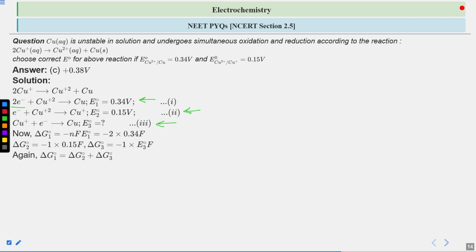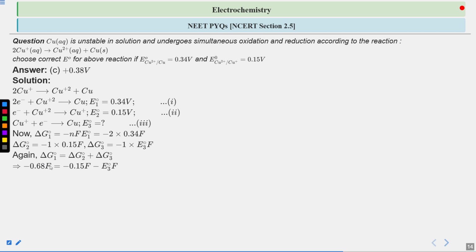So they will become 2 electrons. This copper 2 positive will come as it is. This copper positive and this copper positive are present at opposite sides of the arrow, so they will cancel out, and this copper positive will remain as it is at the right hand side of the arrow. So the sum of the second and the third reaction will equal the first reaction. That's why we write that delta G1 naught equals delta G2 naught plus delta G3 naught, and we have every G value, so we simply put it in.